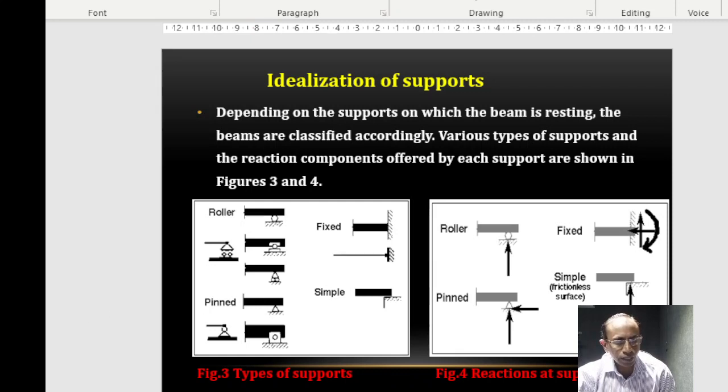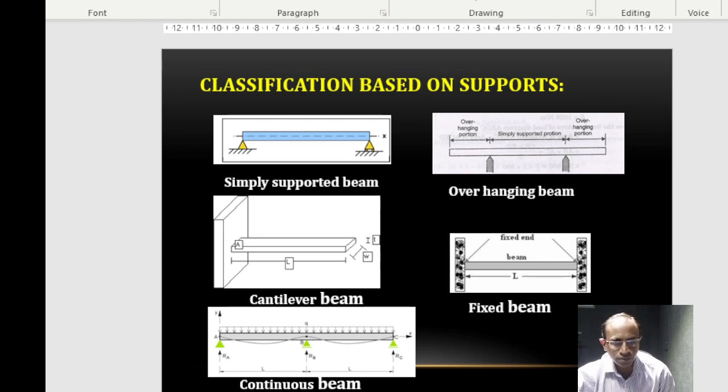So based on this combination of the supports, the beam may be called by different names. For example, for resting this beam, if I am using two kinds of supports, one hinge and one roller, then it is called a simple support or simply supported beam. If I am using only one fixed support, that is called a cantilever beam. One side is only fixed, the other side is free. Such a beam is called a cantilever beam.